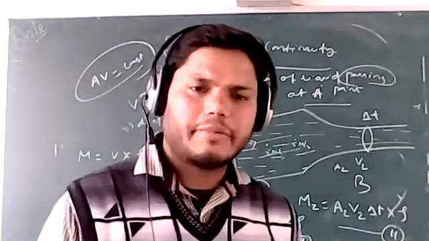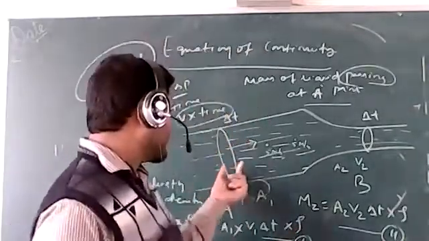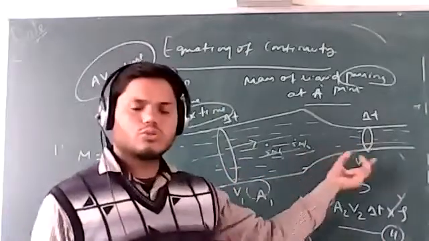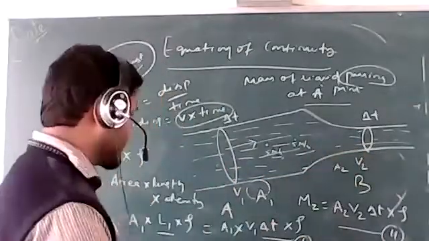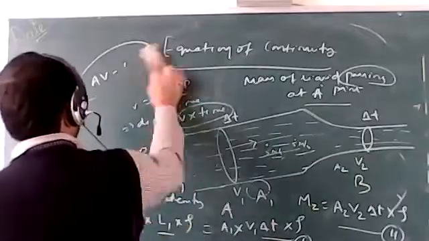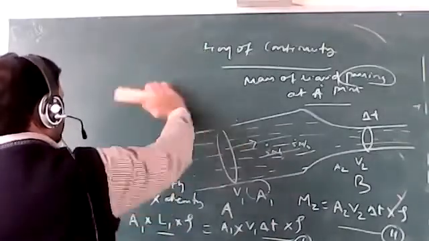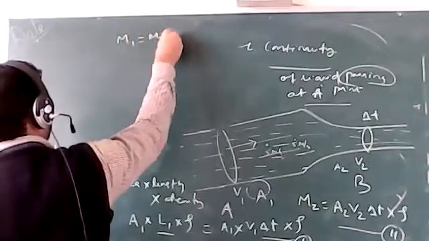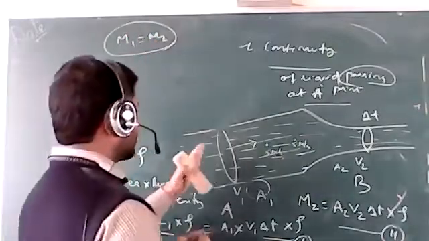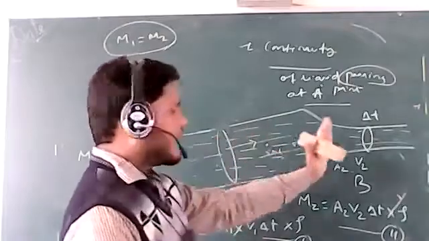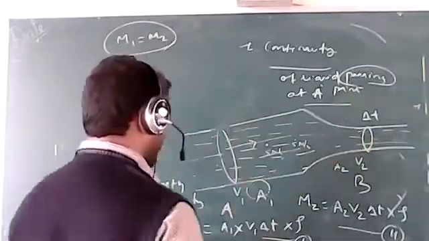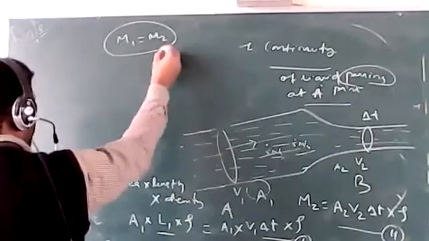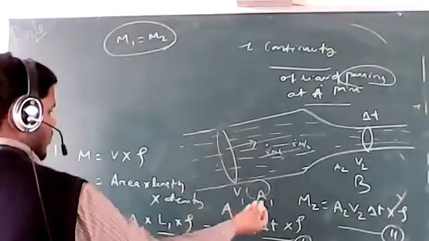According to conservation of mass, whatever the mass of the liquid that is passing here, the same mass will also be passing through that particular point. So according to conservation of mass, m1 equal to m2. So as m1 equal to m2, equation 1 and 2 will also be equal.